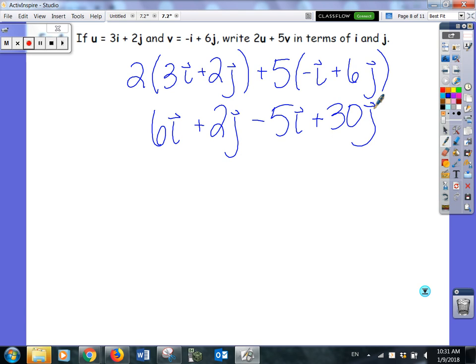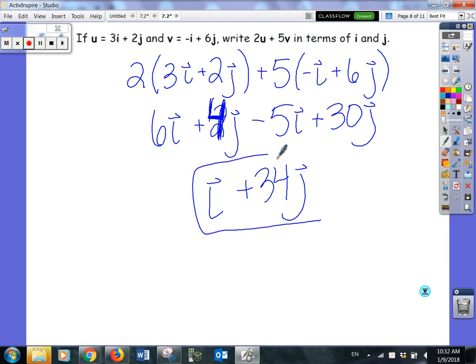And now again, we just add like terms. 6i minus 5i is just i. Or if you like 1i, you want to put the 1 there, that's fine. Oh, that should be 4. 2 times 2 is 4 when I distribute that 2. So plus 34j. So there are the operations when it is in terms of i and j.